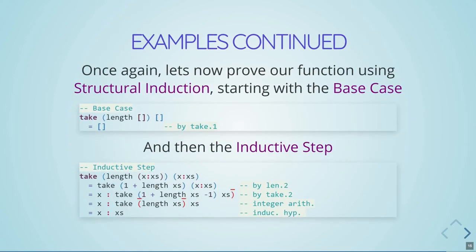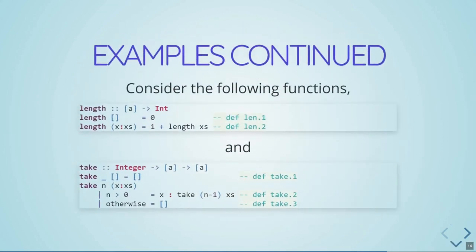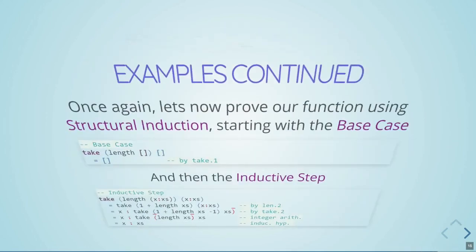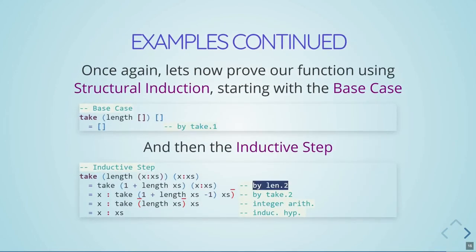So the first thing we're going to do here is expand the length of x colon x's. The length of x colon x's is equal to 1 plus the length of x's by this definition, length 2 here. So by length 2, we end up with take 1 plus the length of x's.